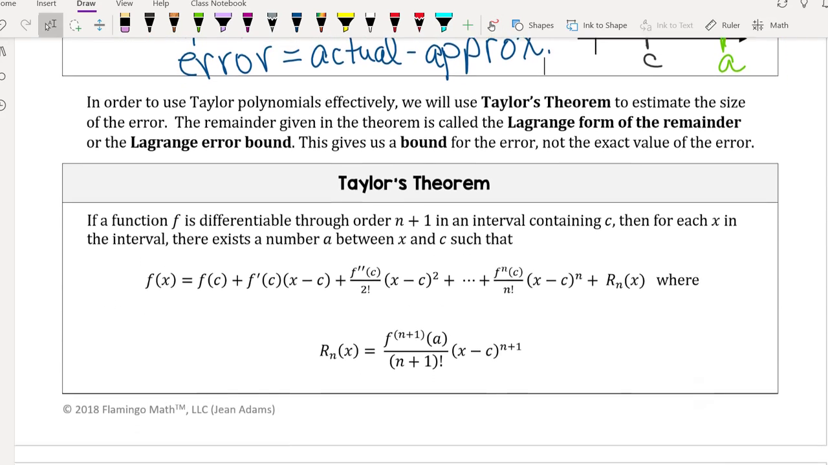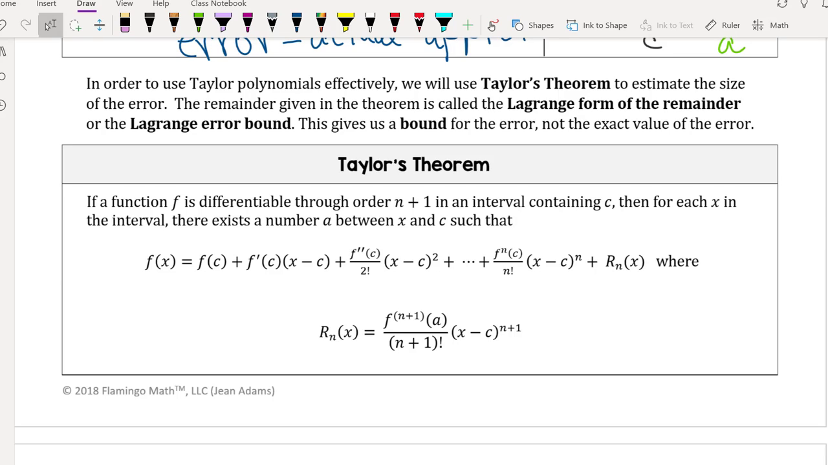In order to use the Taylor polynomial effectively, we're going to use Taylor's theorem to estimate the size of the error. The remainder given in the theorem is called the Lagrange form of the remainder, or the Lagrange error bound. This gives us a bound for the error, not the exact value of the error. You want to know how far off you are. What is the percentage of error? That kind of thing. So you don't usually find, oh, the error is this. You're looking for the bound of how far off you are.